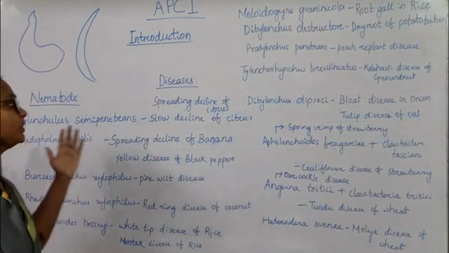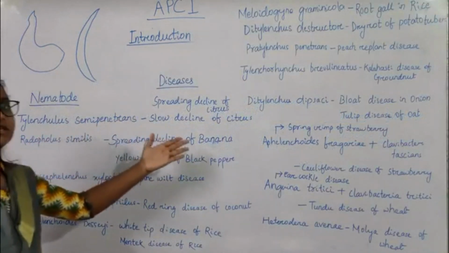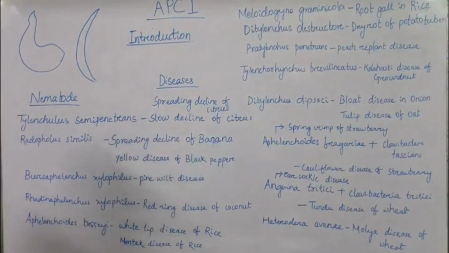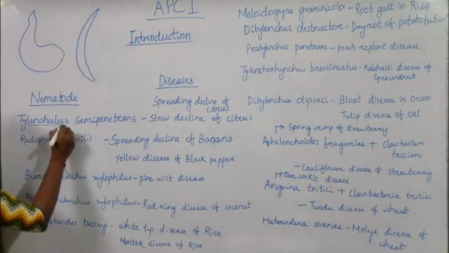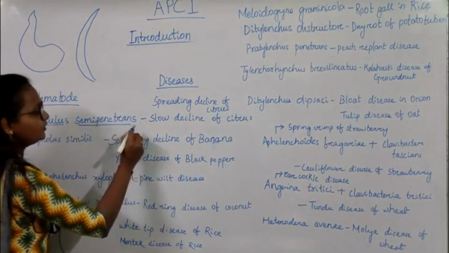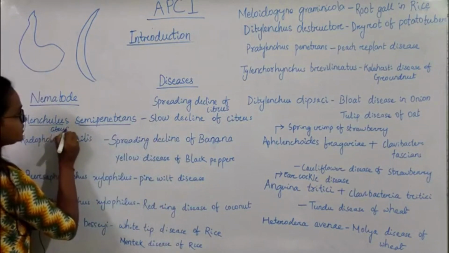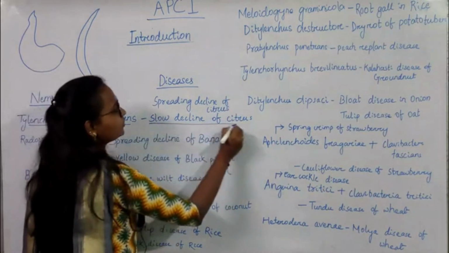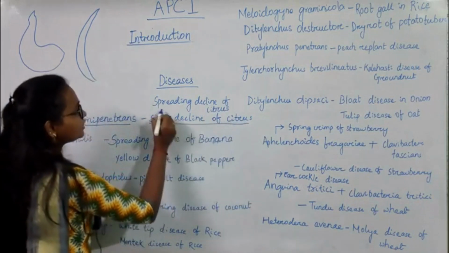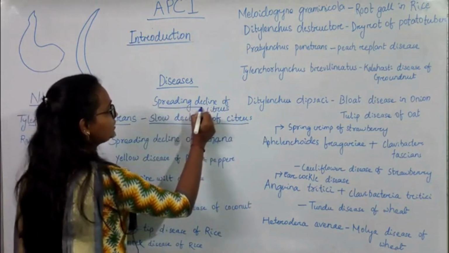These are some of the nematodes and they are associated with some diseases. They cause some of the diseases. First one is Tylenchulus semipenetrans, which is called the citrus nematode, and it causes slow decline of citrus. And another one is spreading decline of citrus.